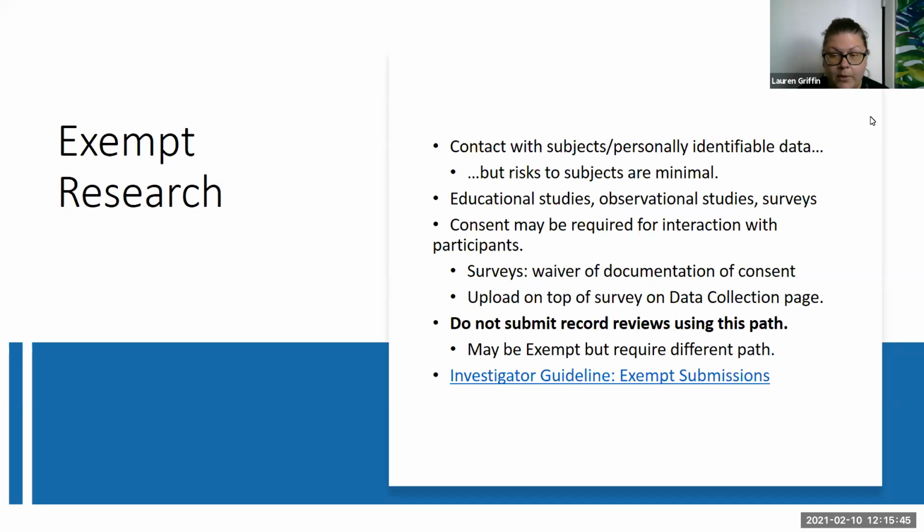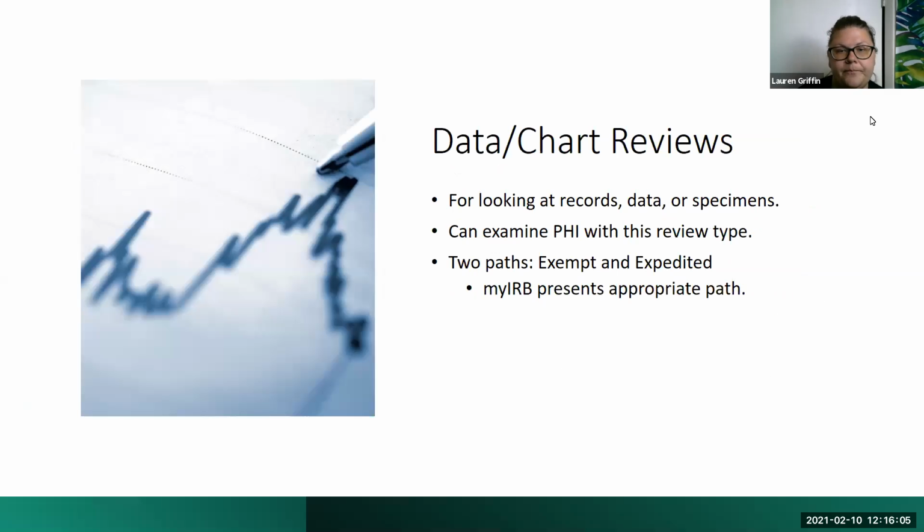One of the things that's important is please don't submit record reviews using this pathway. We do have record reviews that are exempt, but we also have a different path for it that keeps that separate from exempt research that is going to be reaching out to subjects, again, things like surveys. So please don't submit your record reviews this way.